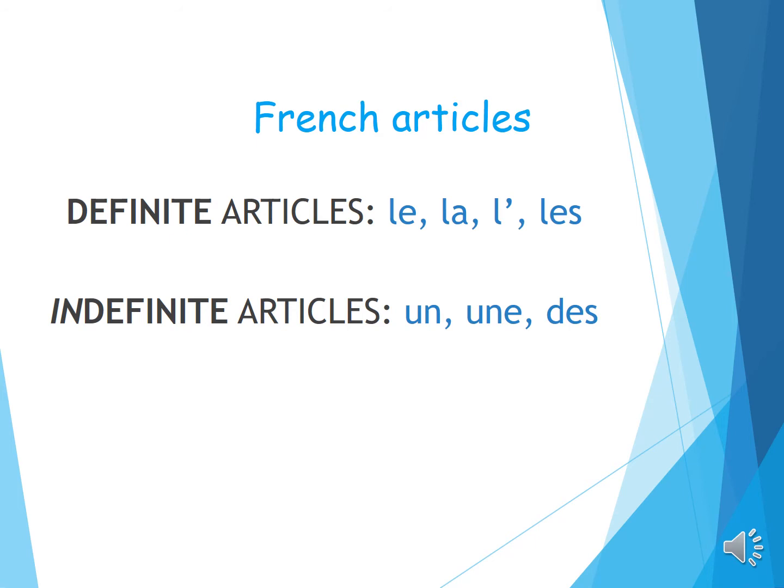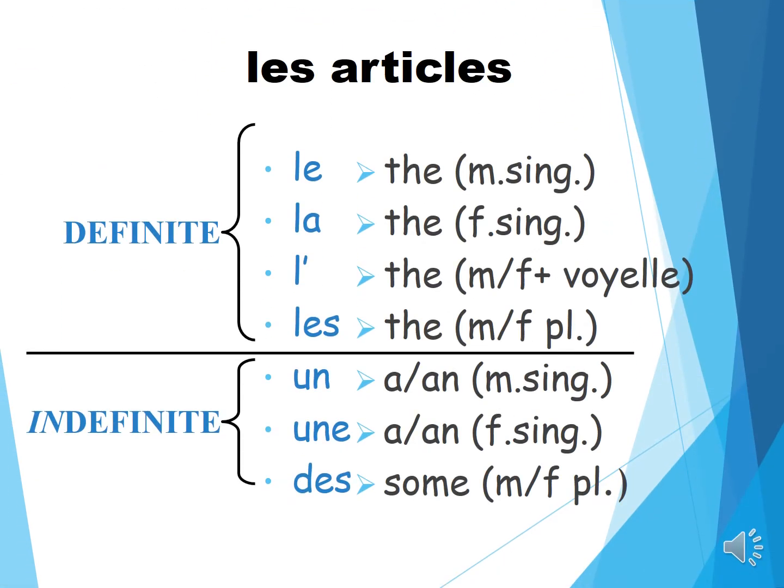Today's topic is French articles. You can see that there are two kinds of articles in French: definite articles and indefinite articles.